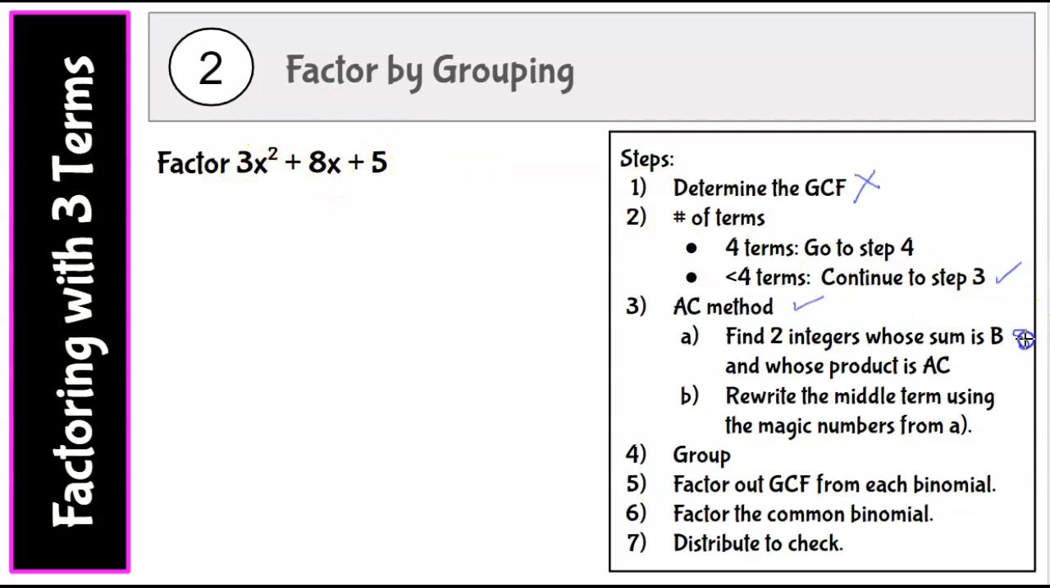So b is 8 and AC is 15. That's 3 times 5. Remember, this is A, B, and C. So we multiply those two together. We need to find 2 numbers that add to get 8 and multiply to get 15. And we're going to rewrite 8x using those magic numbers. I think it's really helpful to create a little chart to help you organize your thoughts. So we're going to call these magic numbers P and Q.